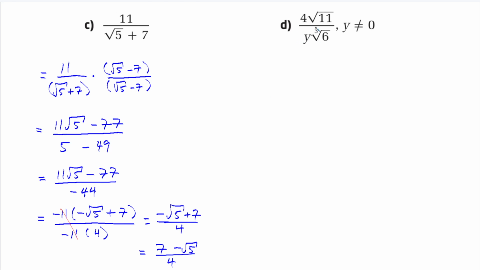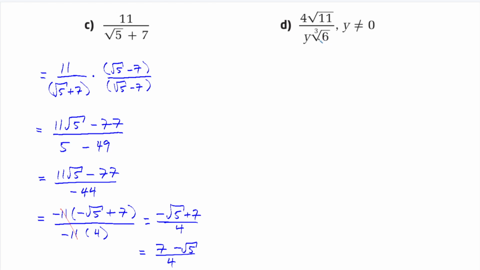All right. Last but not least, we've got this one. We've got a cube root of 6 on the bottom. Now, y can't equal 0 because we're dividing by y, so that's just our restriction based on the fact that we can't divide by 0. But we've got to get rid of this cube root of 6.